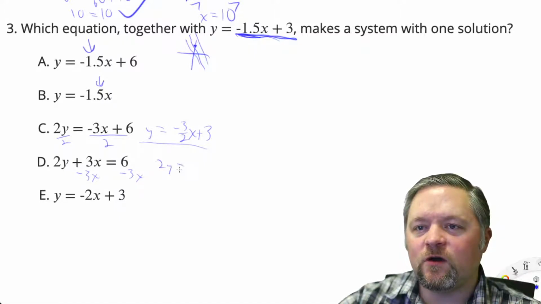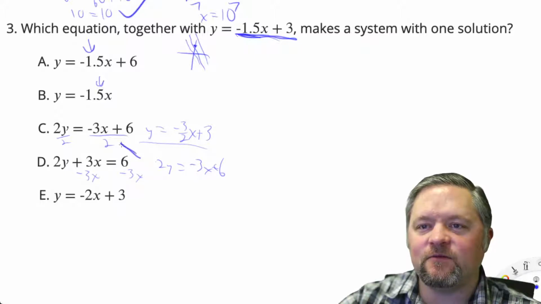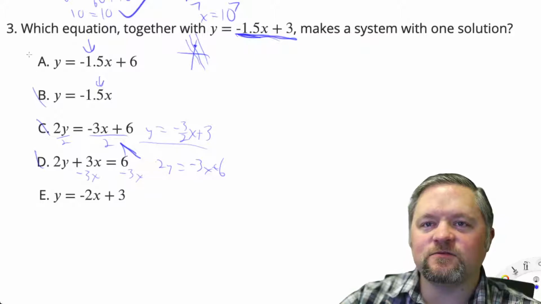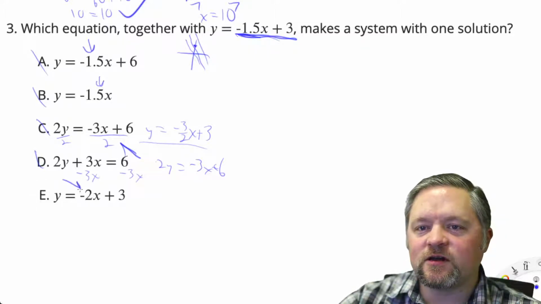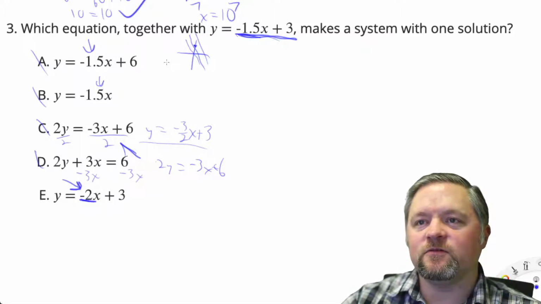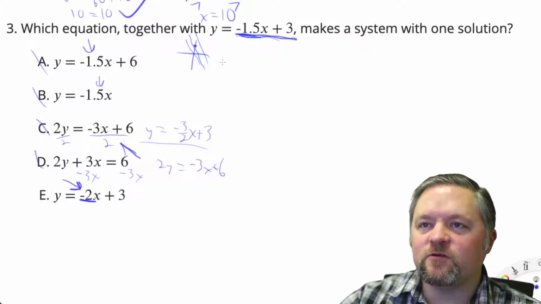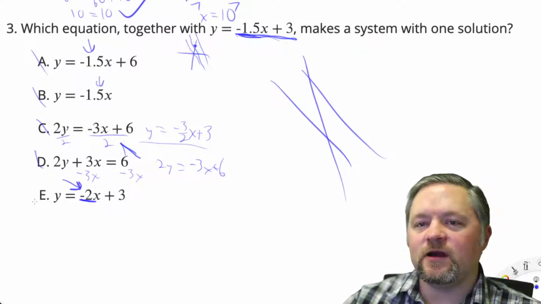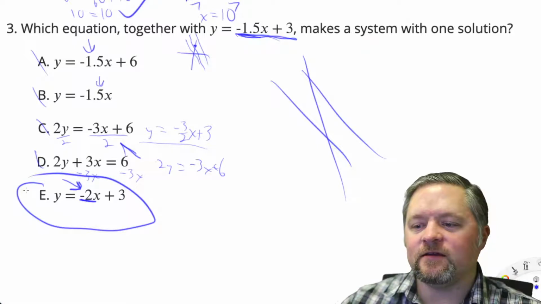Then I have 2y equals negative 3x plus 6. Hey, I just did that one. That doesn't work, that doesn't work. Ooh, why didn't I just start out because we were talking about slope? This one has a different slope. This slope's negative 2. Different slope means they have to cross. Same slope is parallel. Different slope means they're going to cross somewhere. It's E.